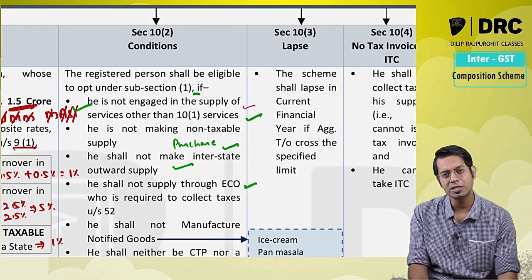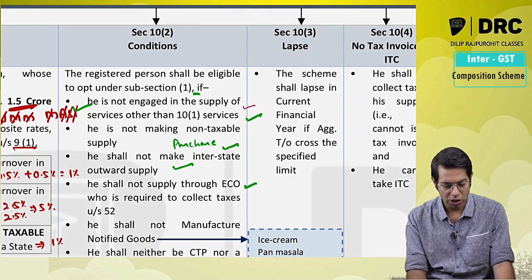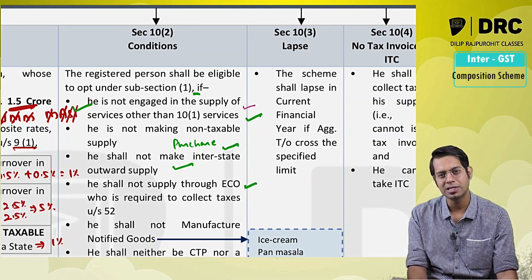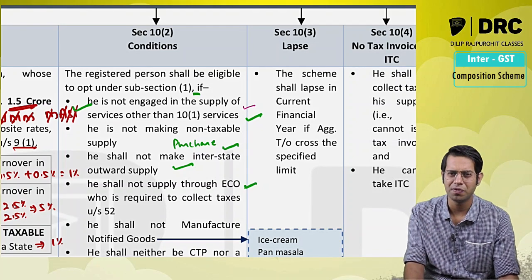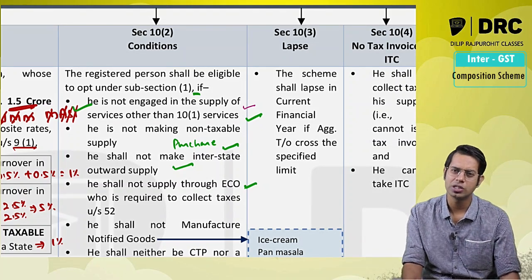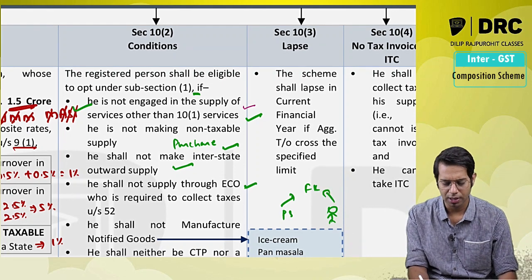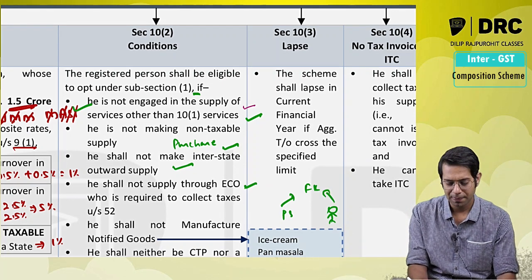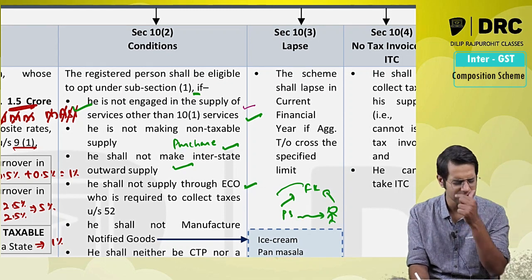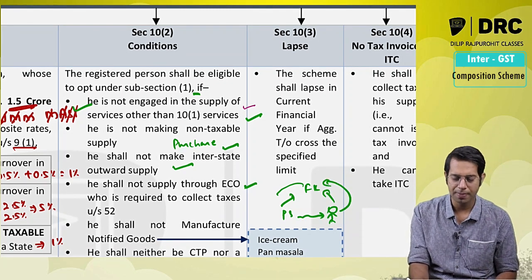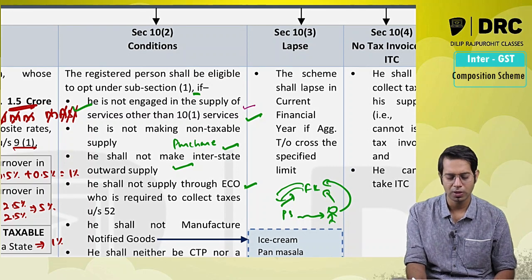Then he shall not supply through an e-commerce operator who is required to collect taxes under section 52. Section 52 talks about e-commerce operators. For example, Flipkart, Priya Sarees and a customer. Priya Sarees has listed their products on Flipkart. A customer places an order. Flipkart gives the information to Priya Sarees. Priya Sarees supplies the goods. Customer will make the payment to Flipkart and Flipkart is going to make the payment to me.